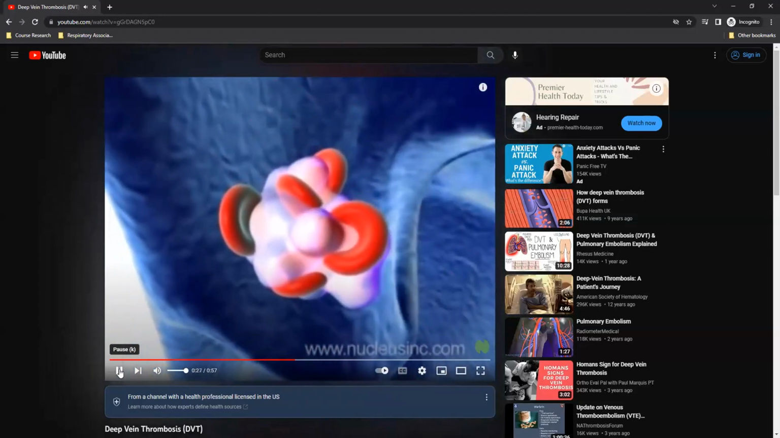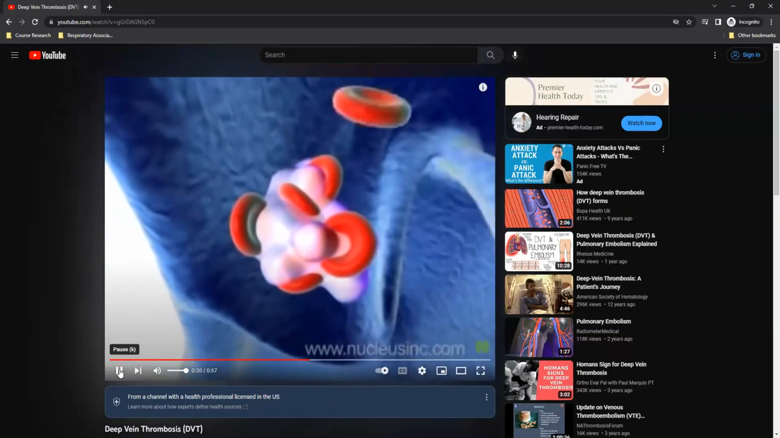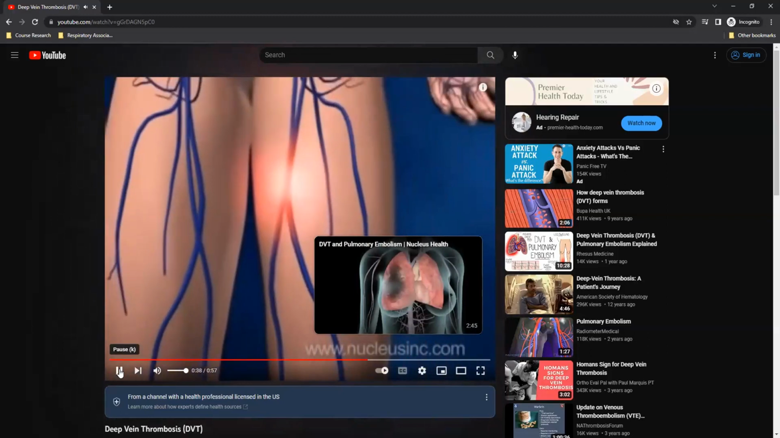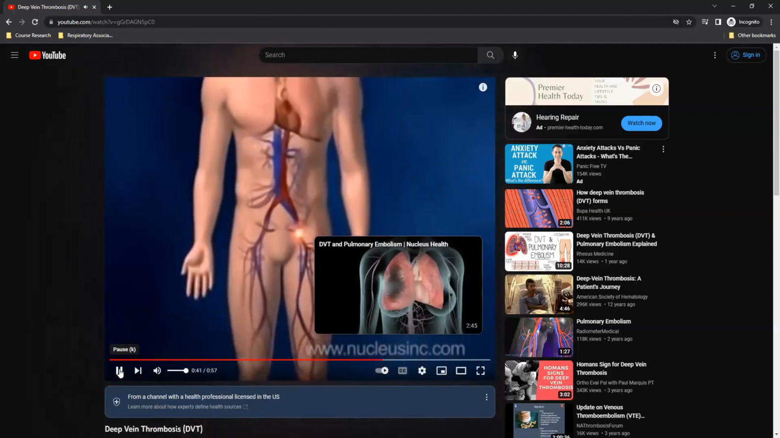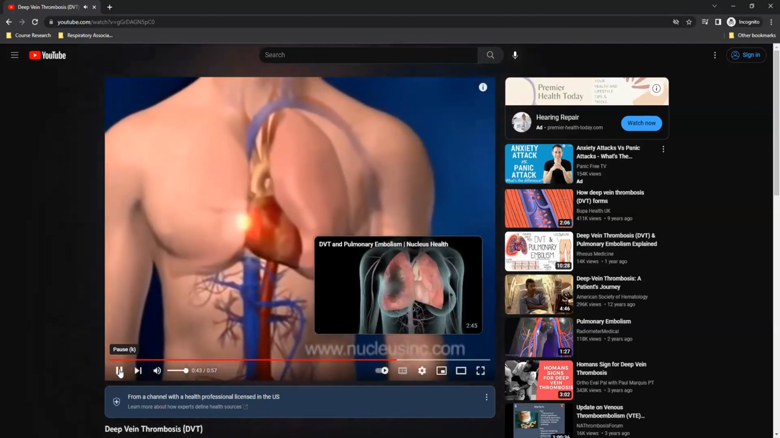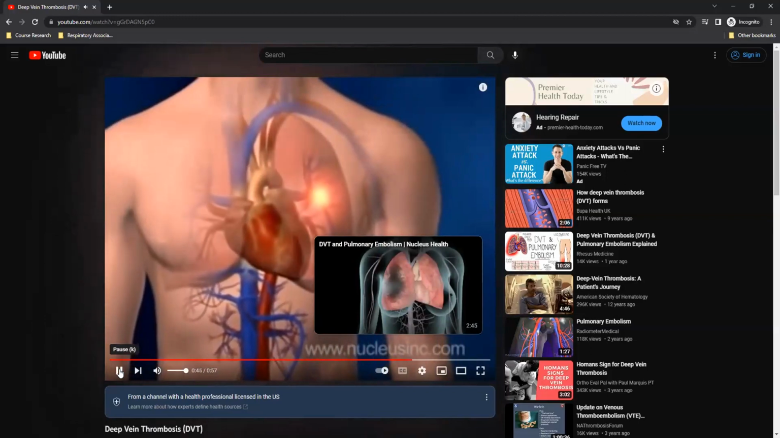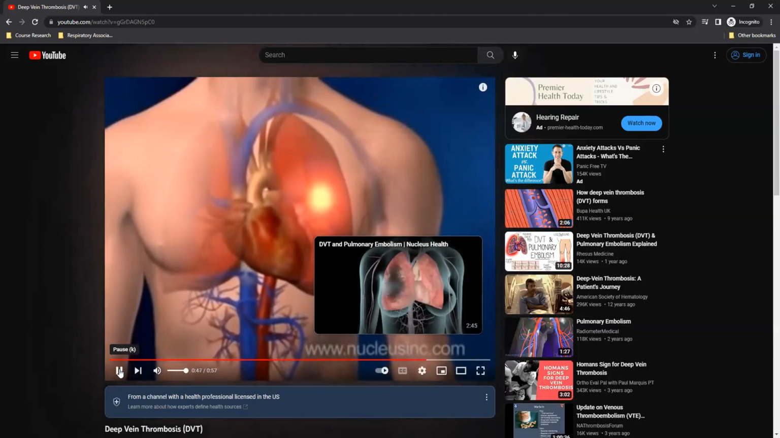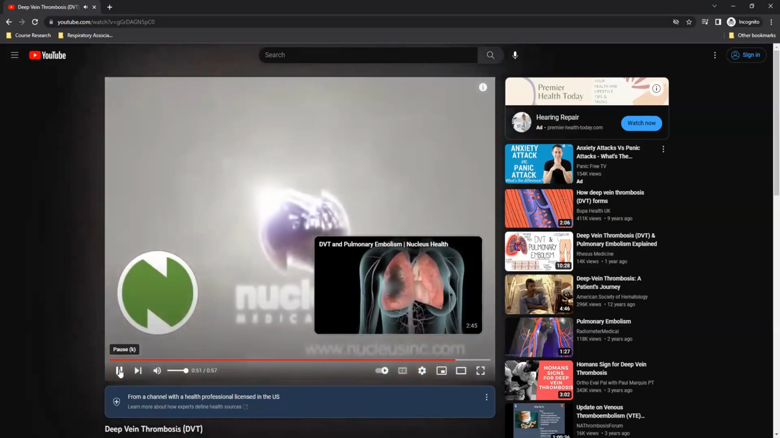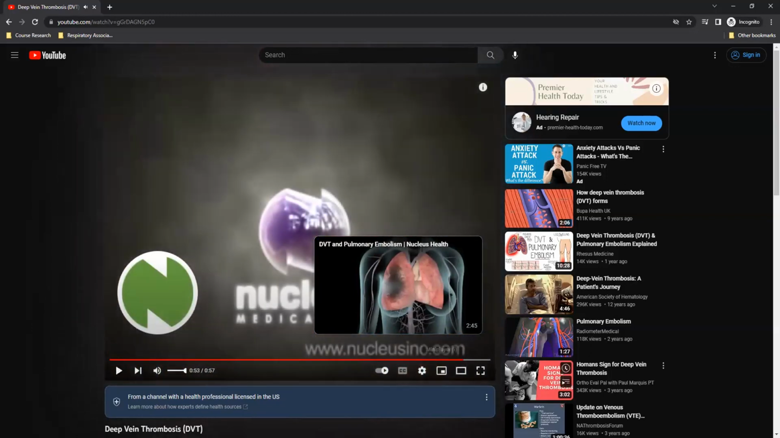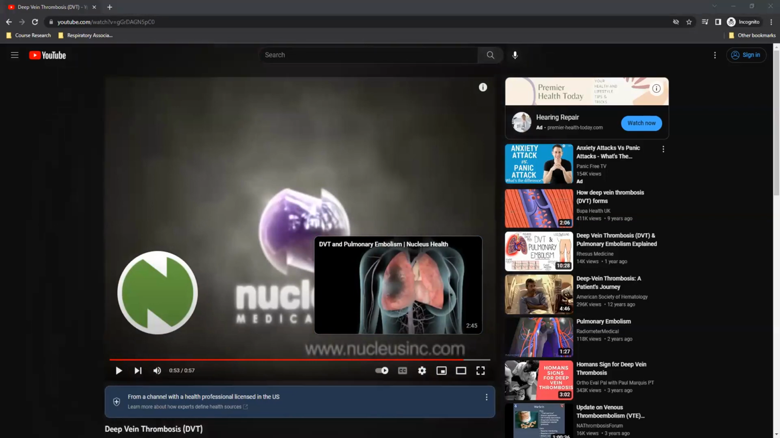We're looking at the formation of a thrombus in the vein. Here the thrombus is in the circulation. From the vein, it flows through the heart, then to the lung. And we have a pulmonary embolus from a deep venous thrombosis.